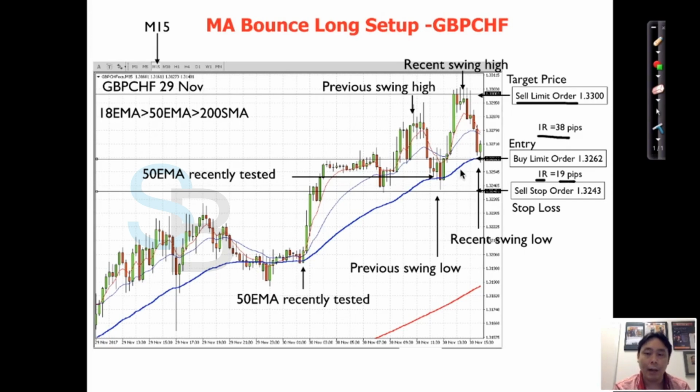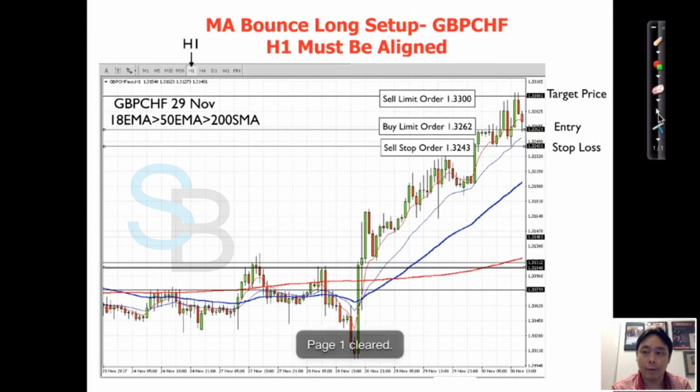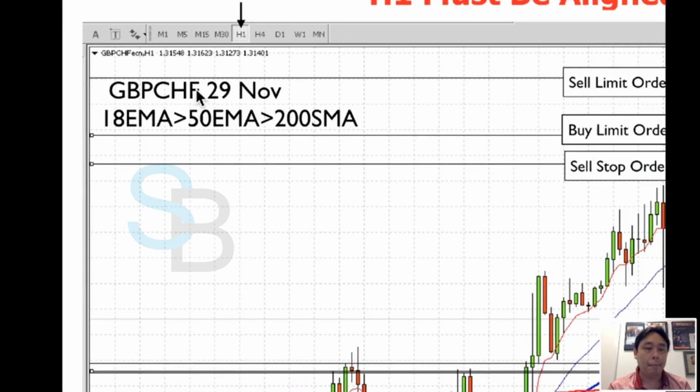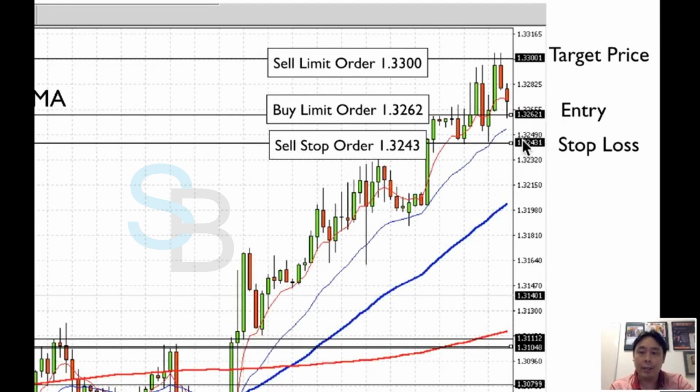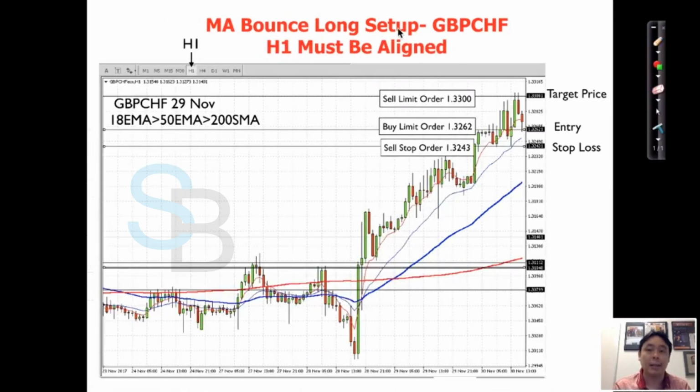Now, remember, before I actually buy, I have to check my hourly candles, one time frame higher. So from 15-minute candles, I click on H1, hourly candles. Again, I'm looking at the same pair on the same date at the same time, but at the hourly candle. On the hourly candle, what do I want to see? I want to see that the moving averages are also aligned. In other words, the 18 above the 50, above the 200. As you can see, this is the 18 EMA above the 50, above the 200. So H1 is aligned as well.